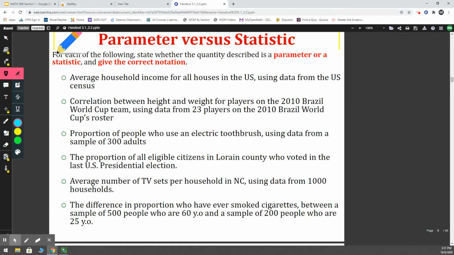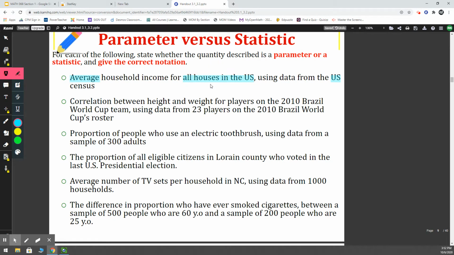We have a couple here that we're supposed to try and come up with and give some good answers for. So for instance, I'll do a little highlighting here. First, average household incomes for all houses in the U.S. using data from the U.S. Census. First of all, average. Average is some kind of mean value. Now the question is, mean of all things or mean of some things? Well, it says all houses in the U.S. and we're using the U.S. Census. So therefore we have everything that we want, and therefore we have a population value.